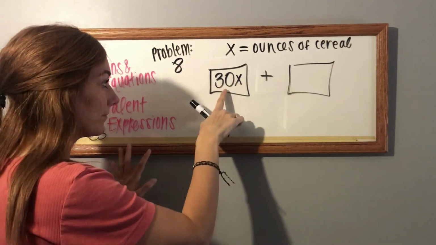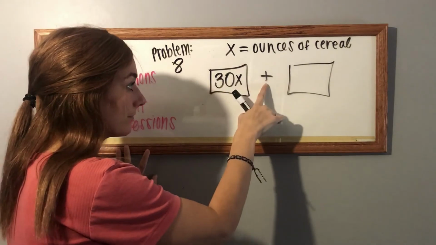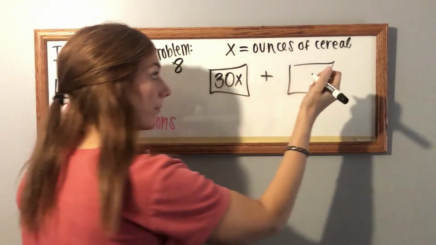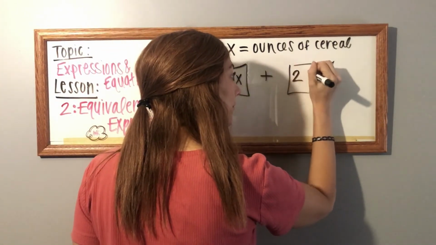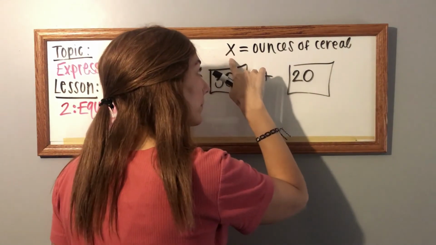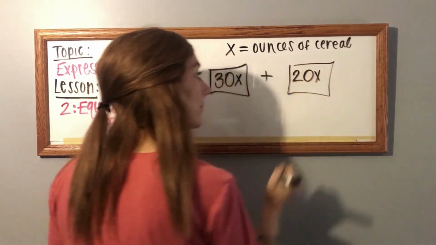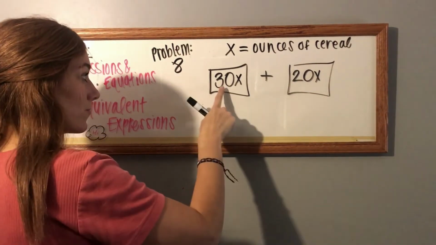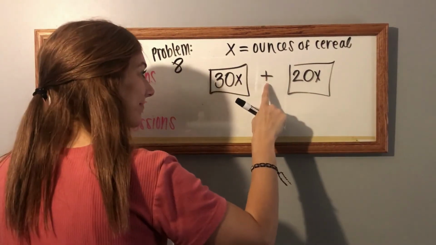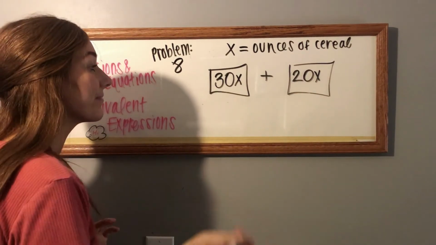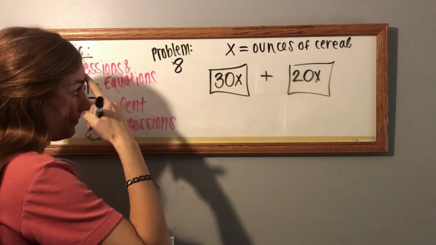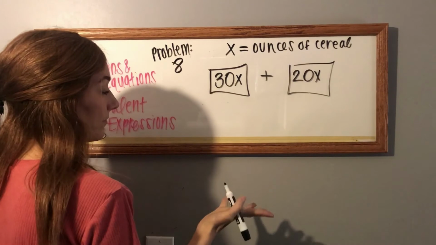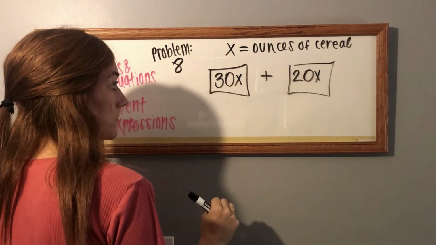And then to do my Mighty O's, I've got 20 boxes of Mighty O's, and again, I don't know how many ounces are per box. So I'm going to write it as 20x. So I've got an expression of 30x plus 20x. And now step 2 is asking me to create an equivalent expression. So if I were going to do our step-by-step instructions, I would factor out my common factor first.